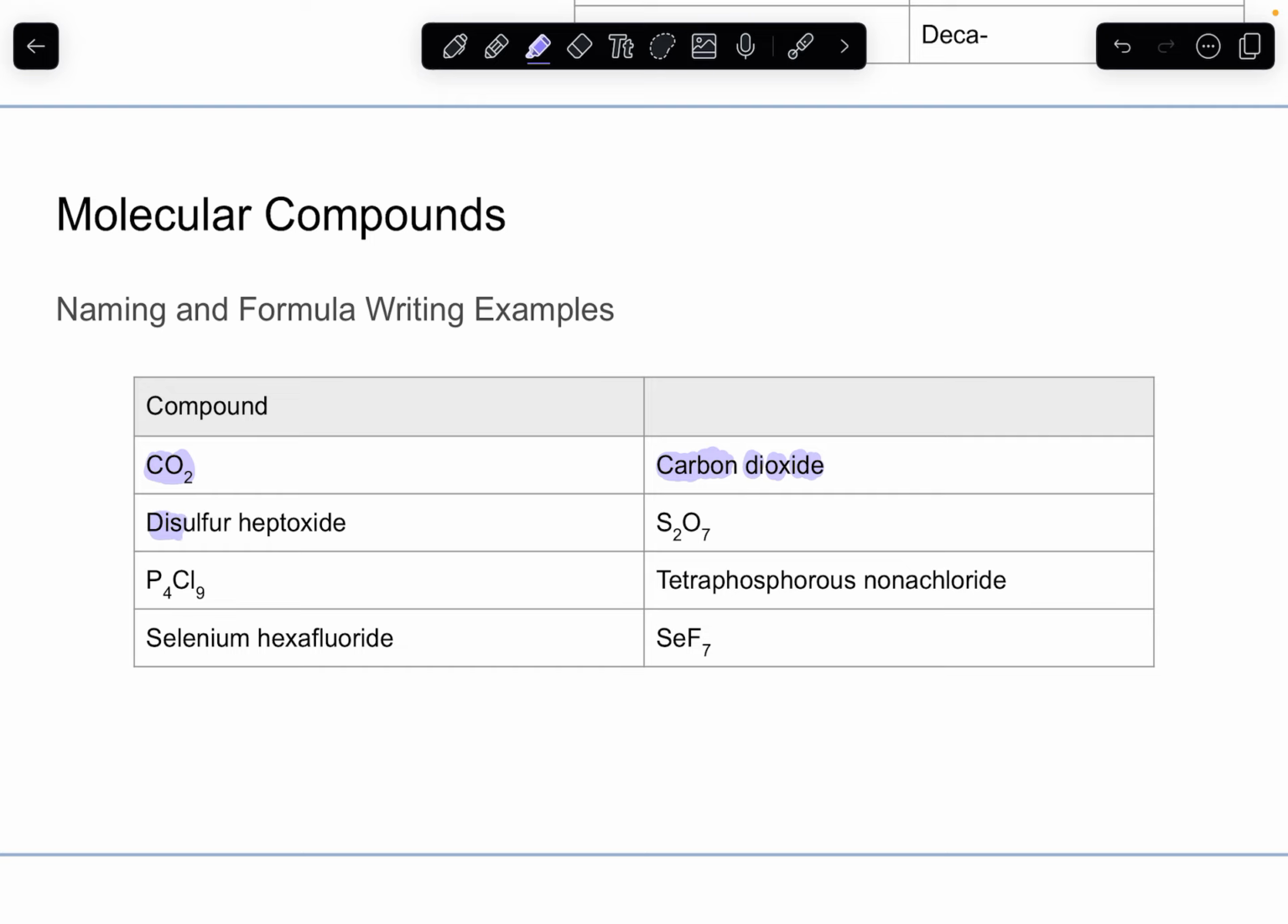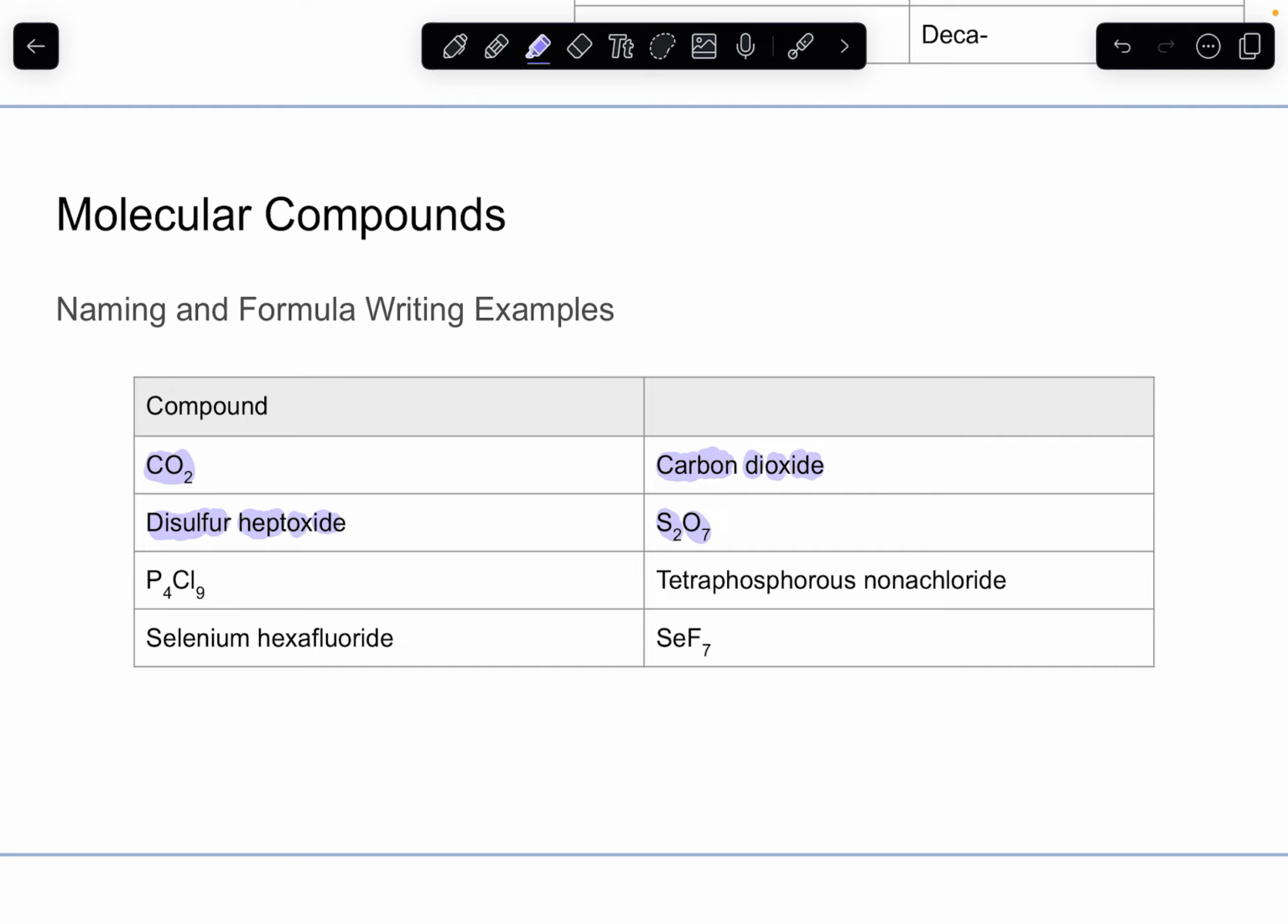So here we have disulfur heptoxide. What does that mean? The prefix di means 2. Means we have 2 sulfurs. The second element is heptoxide. Remember, the prefix hept or hepta is for 7. Means we have 7 oxygens, and we're going to change the ending to "-ide". Disulfur heptoxide is S2O7.